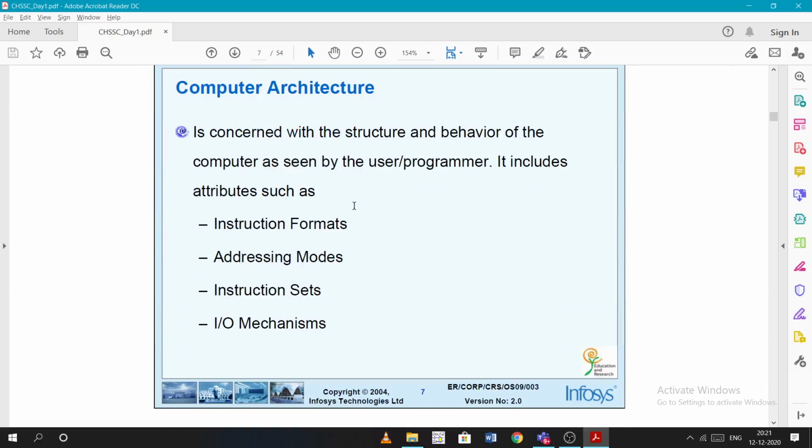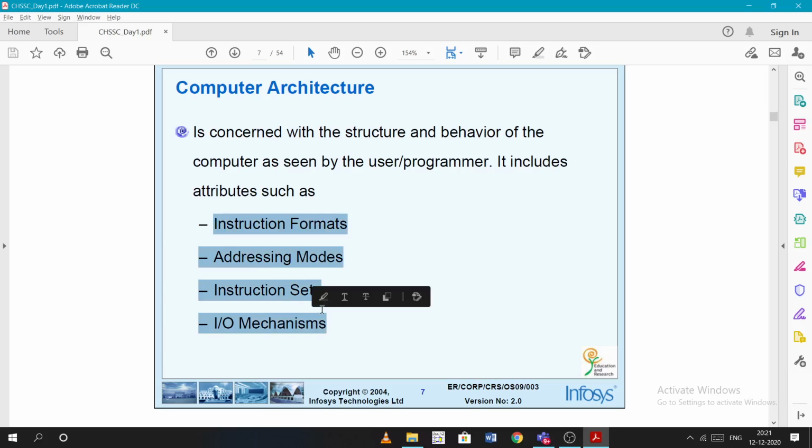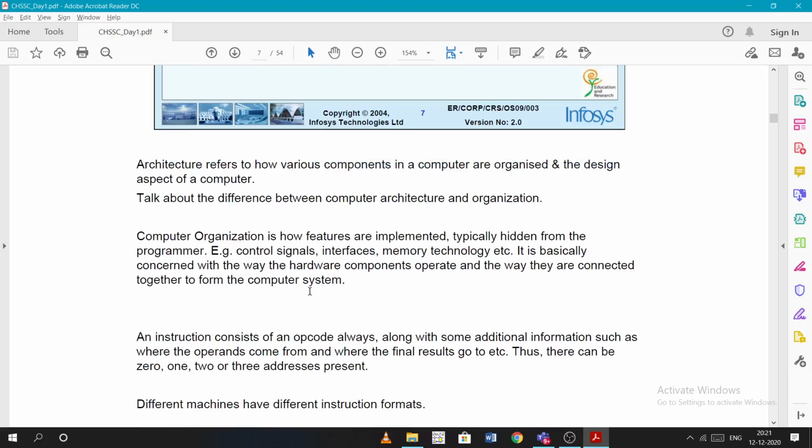Now coming to computer architecture, it is concerned with the structure and behavior of the computer as seen by a user programmer. It includes attributes such as instruction formats, addressing modes, instruction sets and input output mechanisms. Basically these are the main fundamental attributes involved in computer architecture. We'll see the formats, addressing modes and all. Architecture refers to how various components in a computer are organized and the design aspects of a computer. So how it is organized and designed is what is referred to by architecture.